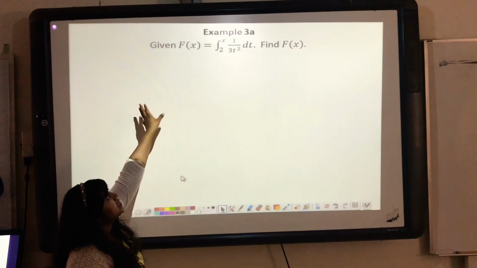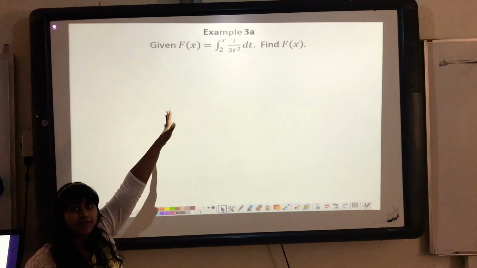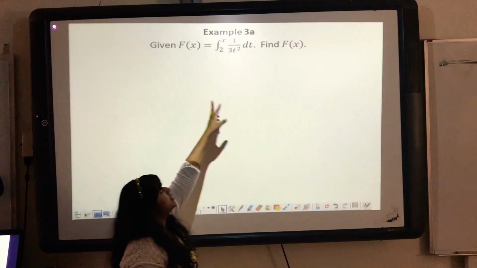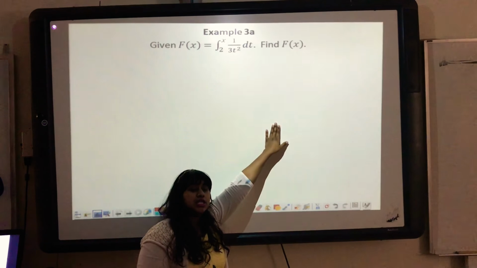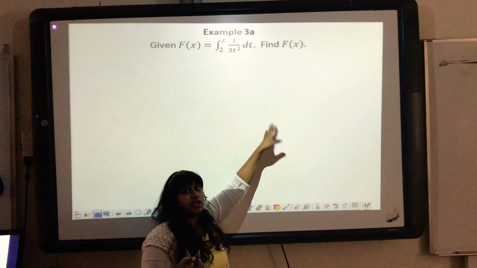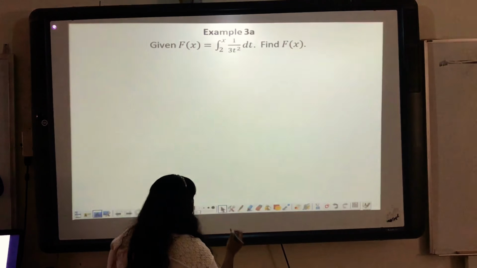So if this tells me that given f of x, a big F of x is equal to this definite integral, then I want you to find the actual f of x. So how do we do that? Well, we have to integrate. This is simply solving a definite integral, isn't it?